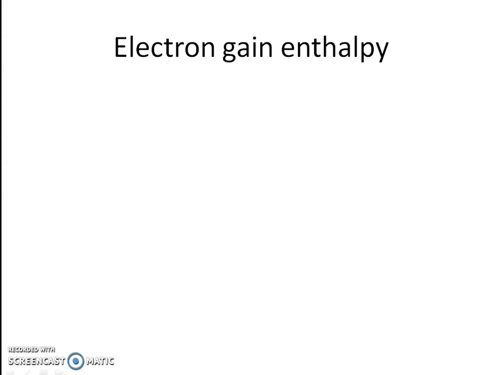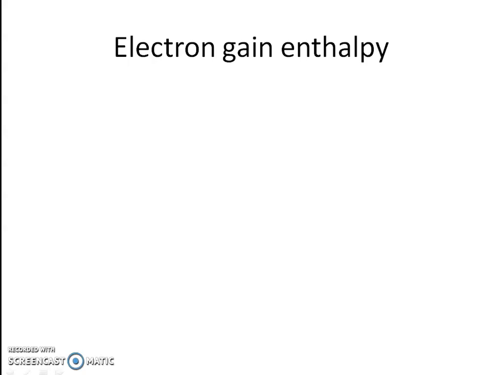Enthalpy of ionization is exactly the reverse of electron gain enthalpy. In other words, for enthalpy of ionization, energy is required to remove an electron from an isolated gaseous atom. It is always positive, I told you.